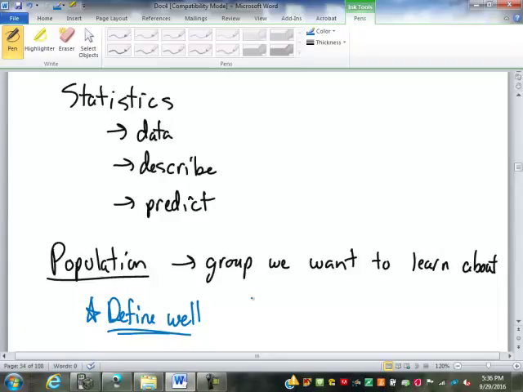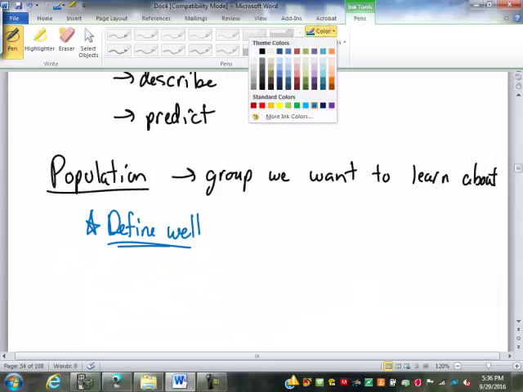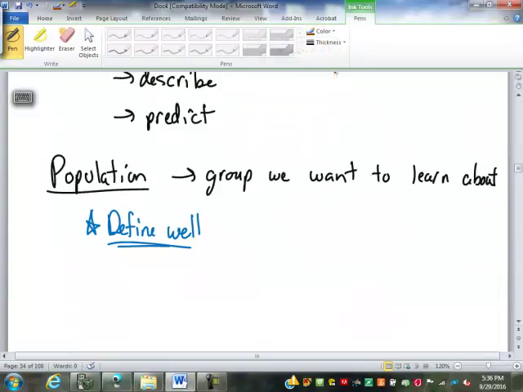Let's look at some examples and I'll show you what I mean. Let's say, well, election year, we're all probably sick of hearing about it at this point. I know I am. But let's say we want to learn about the presidential election. And what we want to know is who will win? Who are we going to be stuck with for the next 4 years?